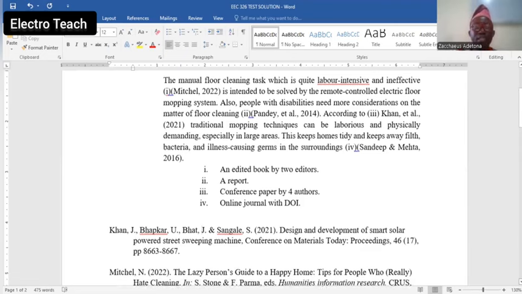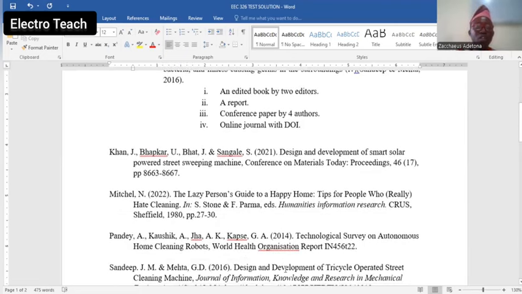So let's look at Pandey et al. Pandey et al. is also number 3 on the list according to the alphabetical arrangement. So Pandey A, Cosik A, Ja AK, Capsi GA 2014. These are the names of the authors and the year. And the title of the report is Technological Survey on Autonomous Home Cleaning Robots, World Health Organization Report, Report IN 456T22. And that is it. That is how to format the report.